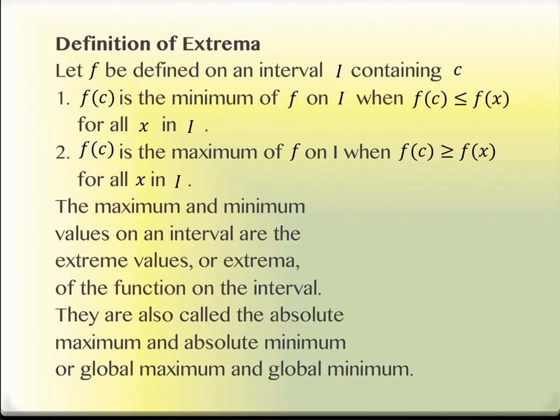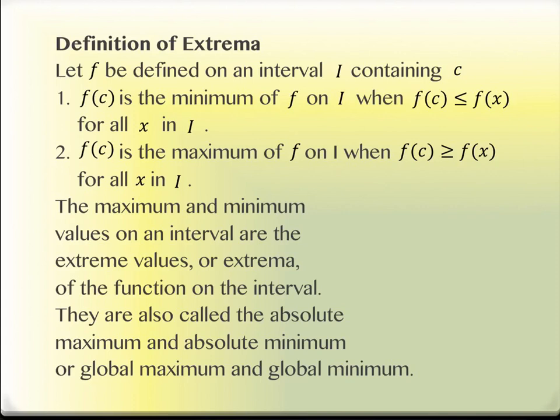So sorry. Yeah, f of c is the minimum when f of c is less than or equal to f of x, and f of c is the maximum when f of c is greater than or equal to f of x. Okay. Maximum and minimum are extrema. So when we hear the word extrema, we want to think maximum, minimum. So the maximum and minimum values on the interval are the extreme values, or extrema, of the function on the interval. We also sometimes call them absolute maximum or absolute minimum, or global maximum and global minimum.